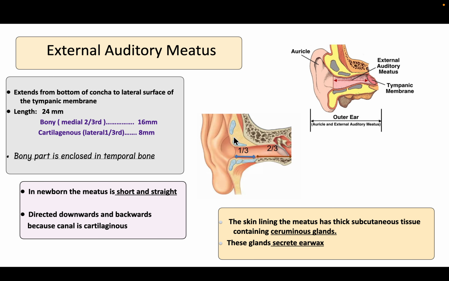Now the skin lining the meatus has thick subcutaneous tissue containing ceruminous glands. These glands secrete the earwax. So this is the area which is covered by hairy skin, which contains the ceruminous glands. The secretion is basically wax, and that earwax lies in this meatus.